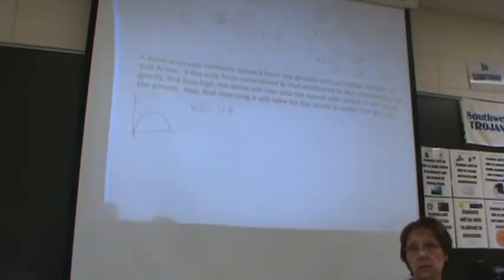This page. A stone is thrown vertically upward from the ground with an initial velocity of 128 feet per second. If the only force considered is that attributed to the acceleration of gravity, find out how high the stone will rise and the speed with which it will strike the ground. Also, find out how long it will take for the stone to strike the ground. So essentially, starting at ground level, we're throwing a stone up in the air. If the initial velocity is 128 feet per second, that would be our v of 0, correct? Okay. The only force on it is gravity.